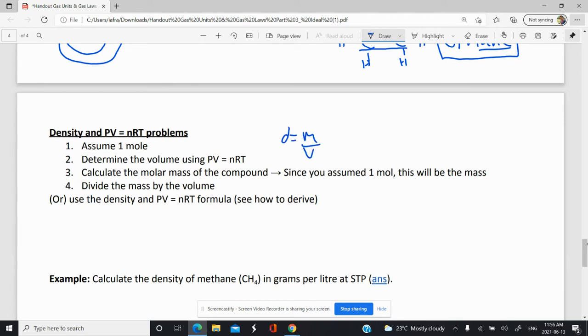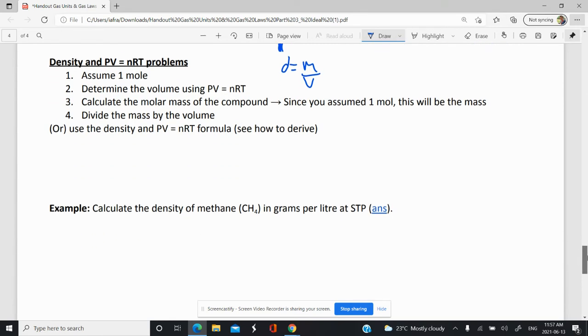In reality, the symbol for density is a little p, or rho value, that you might see in certain resources, but for the most part, I'm just going to refer to it as D. So density is equal to M over V.